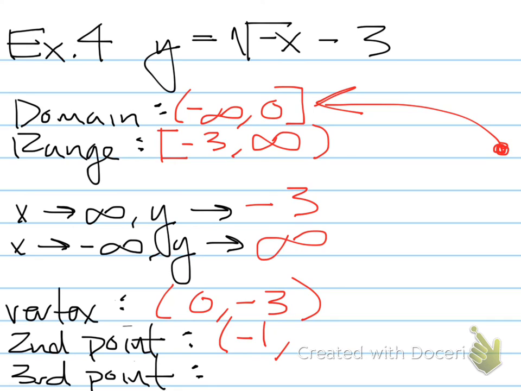And if the x-coordinate of another point on the graph is negative 1, negative of negative 1 is 1, square root of 1 is 1, 1 minus 3 is negative 2. And then if the x-coordinate is negative 4, negative of negative 4 is 4, square root of 4 is 2, 2 minus 3 is negative 1.